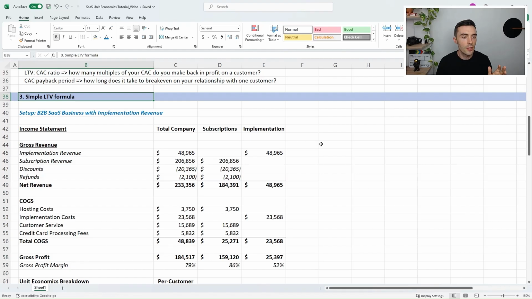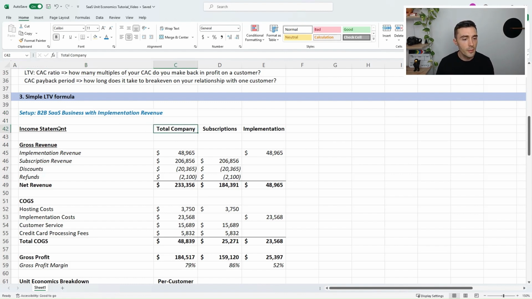Okay, in part three, I'm going to show you how to break down the customer lifetime value for SaaS. So the setup here is that we have a B2B SaaS business with implementation revenue. Customers pay us some implementation fees to customize the product, and then after that point, they pay us a subscription to receive the product on a monthly basis.